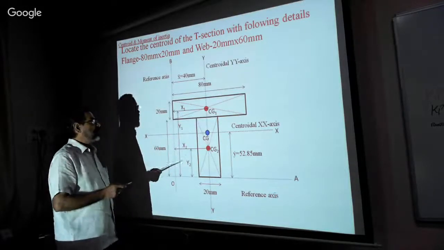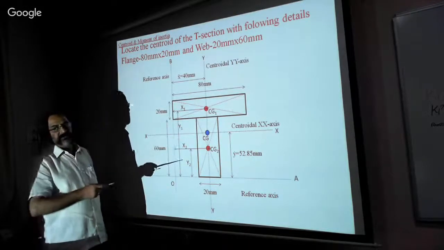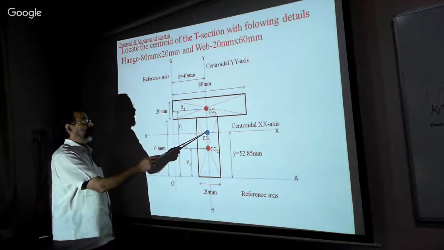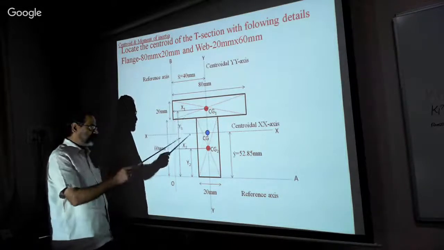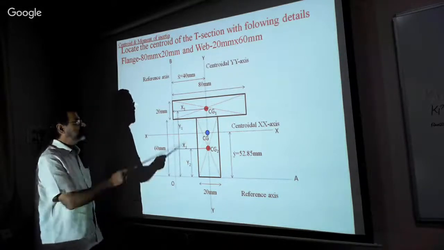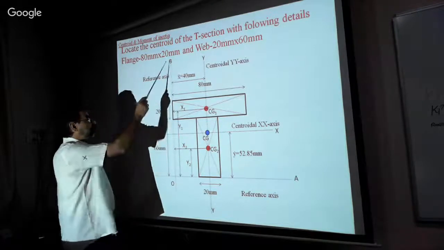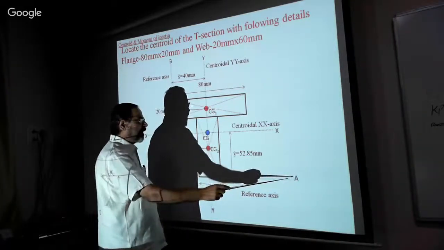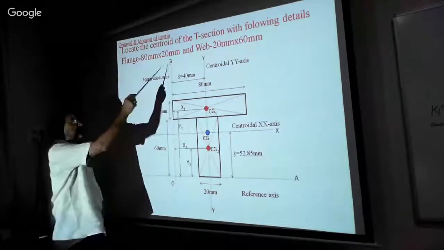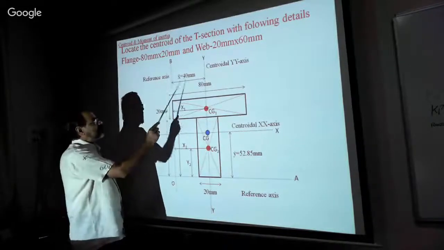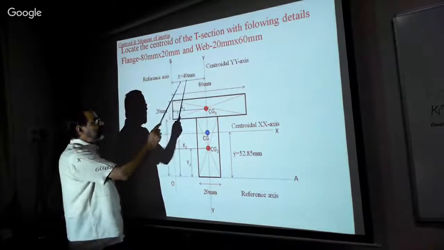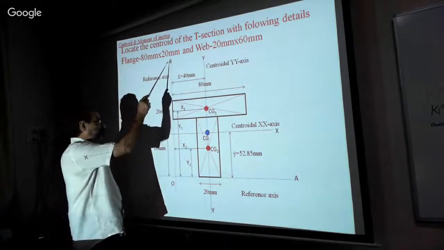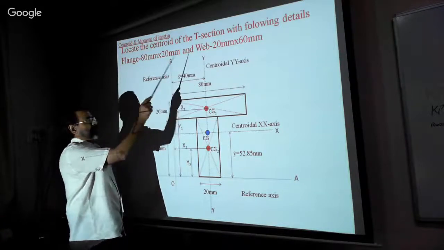Now we need to take a reference. Always we say where the centroid is located. It is located at a distance x bar from this reference OB. This is OB, the reference, and OE is another reference with respect to the x-axis. So x bar is the distance of the centroid of the T section with respect to OB, and OB is parallel to the y-axis.